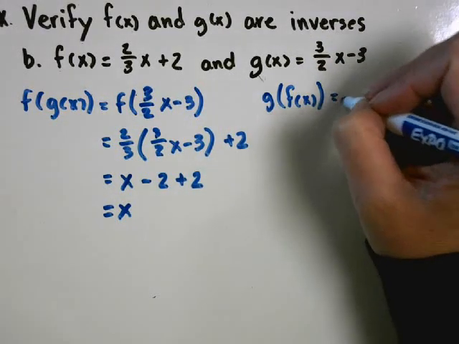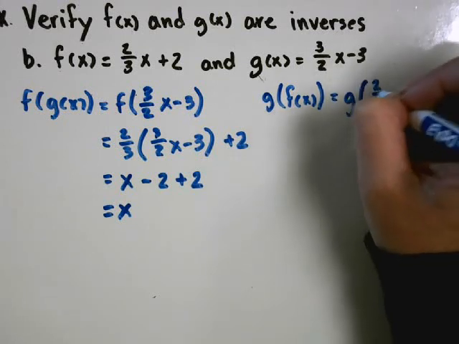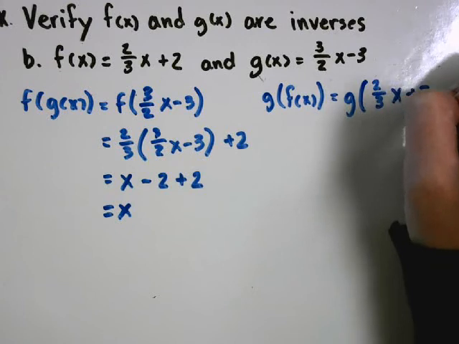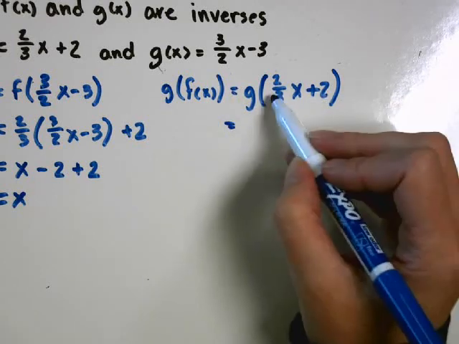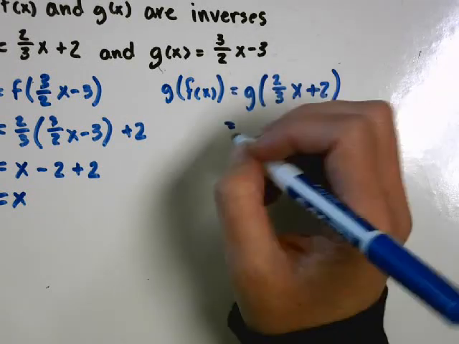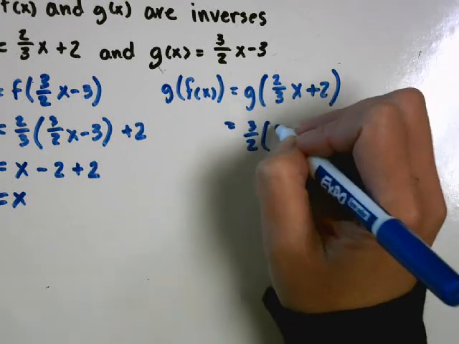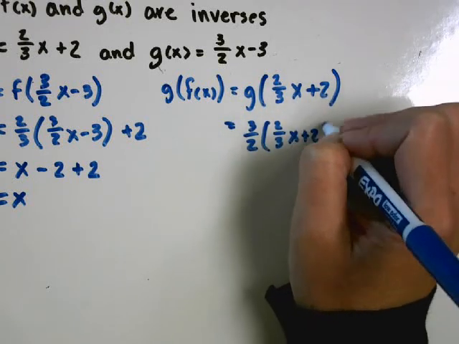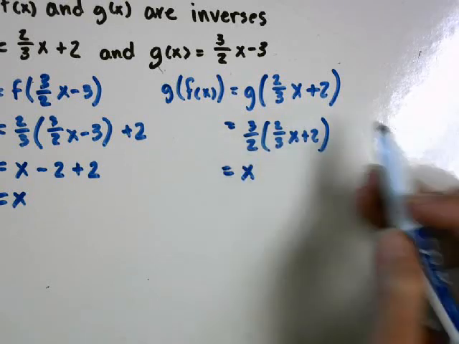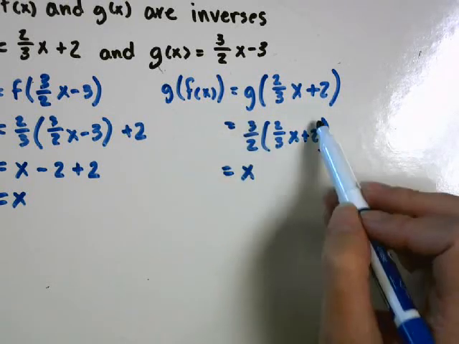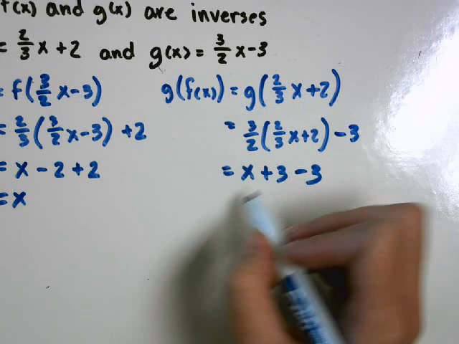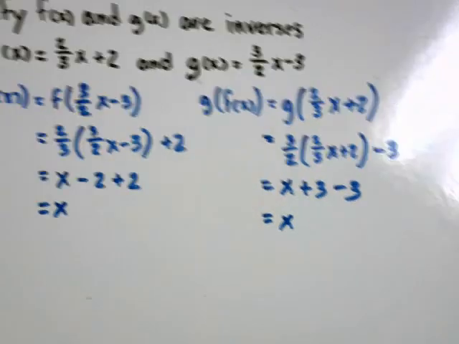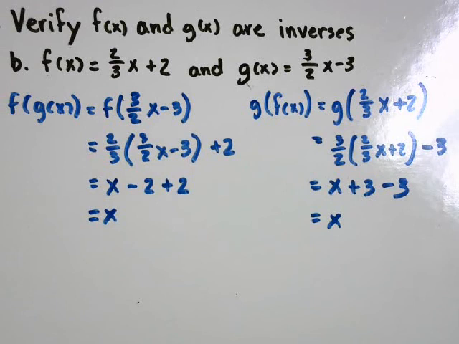g of f of x is going to be g of 2/3 x plus 2. So we're going to take this whole thing and plug it in for that x. So 3/2 times 2/3 is 1 again. 3/2 times 2 is 3, and I again forgot my minus 3, minus 3. That gives me x. So these are again inverses. And that is all about inverse relations and functions.